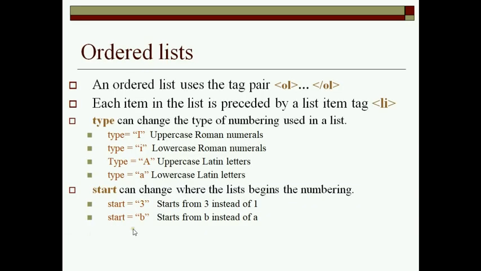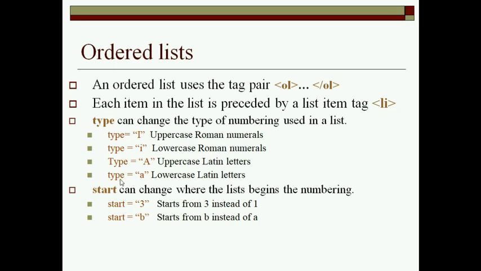Ordered lists are using the tag pair OL and corresponding closing one. Again, each item in the list is specified by the li tags, and there may be a type attribute for the ordered list that indicates how exactly the items are going to be marked. A type I will use uppercase Roman numerals. Type i lowercase will be lowercase Roman numerals. The A will be uppercase Latin letters, and the lowercase a indicates lowercase Latin letters.